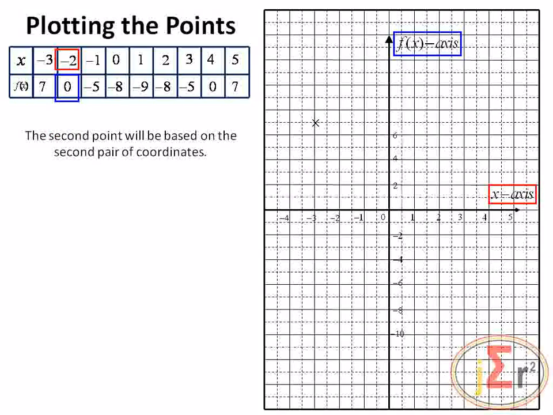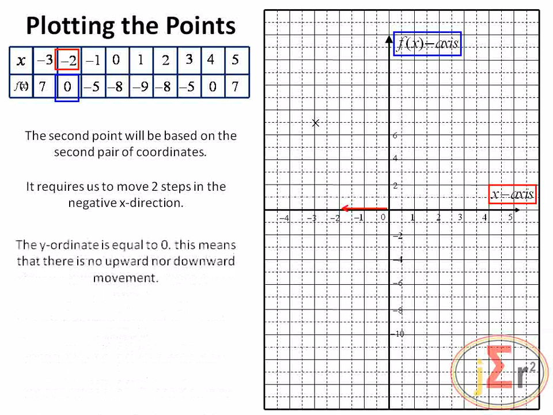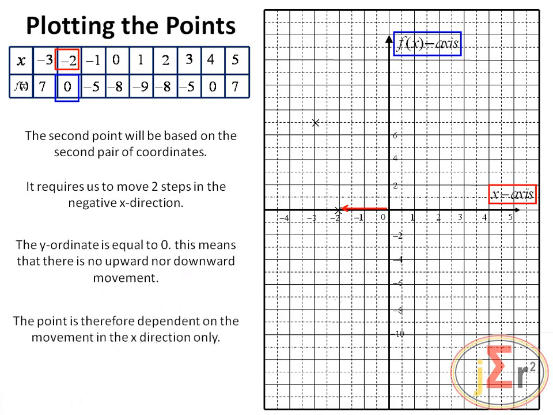The second point will be based on the second pair of coordinates. Negative 2, 0. X is negative 2. The y-axis, or the y direction, is of course replaced by f of x. So the f of x value is 0. Now it requires us to move 2 steps in the negative x direction. The y-ordinate is equal to 0. This means that there is no upward nor downward movement. The point is therefore dependent on the movement in the x direction only. So we move in the x direction and we mark our point right there.